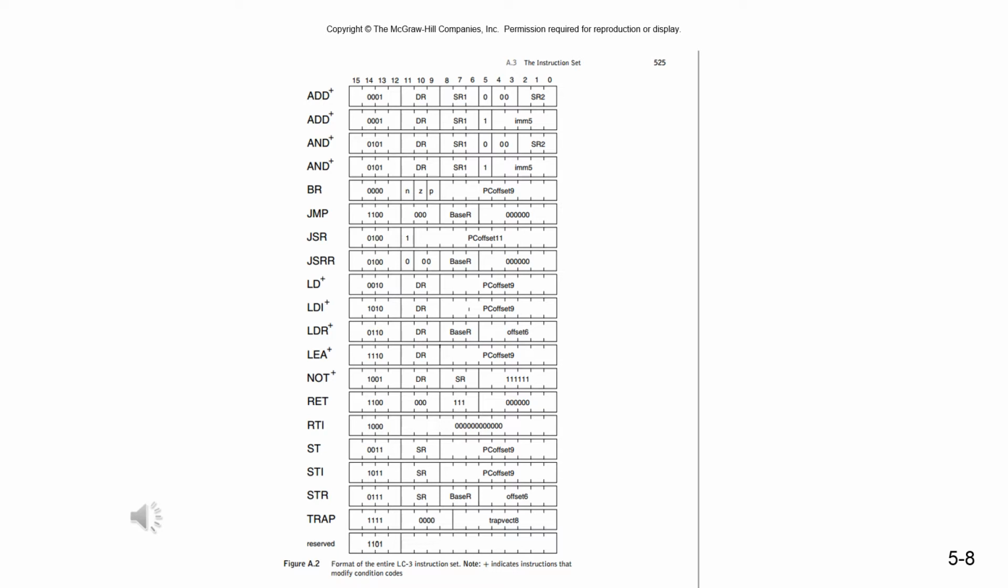Add always generates opcode 0001 and AND always generates opcode 0101. Branch, BR, always generates opcode 0000, etc. So, I don't know. I don't like to print things.